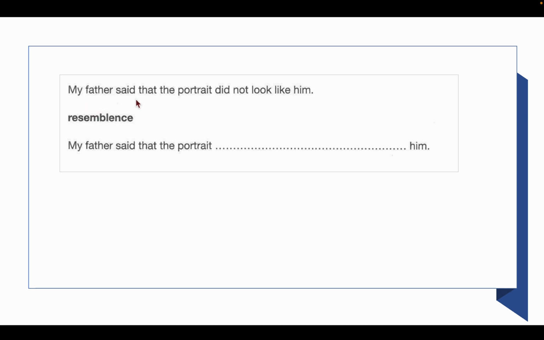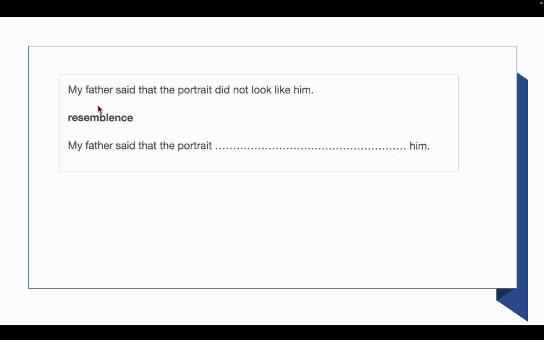So the prompt sentence, the original, reads, "My father said that the portrait did not look like him." This is the key word, resemblance. Now, the idea is that you have to rewrite this sentence using the word given, but you cannot change this word. Now, what we know from experience and from another video that I made, basically this is all about synonyms and, well, it's also about grammar. But here the word resemblance is a synonym for did not look like him.